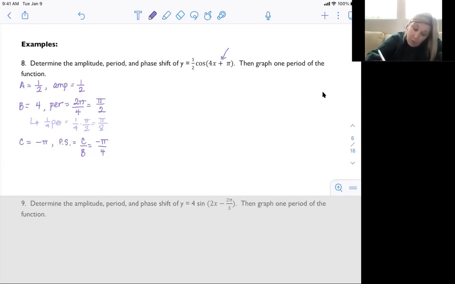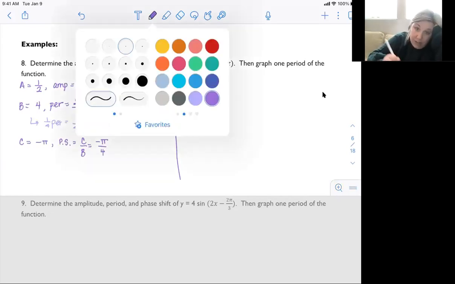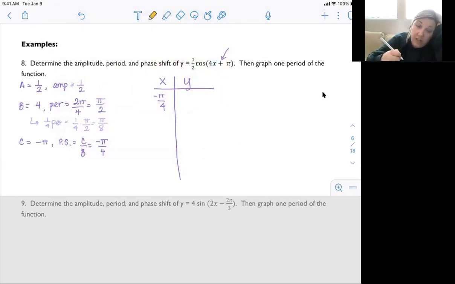Okay, now we need to set up our table. And I'm going to leave myself a little bit of room to do some scratch work out to the right. We need to start at the phase shift. So we have to start our x values at negative pi fourths. We need to add pi eighths over and over again. So what I like to do is a scratch work column out to the side. My x column is going to be all my simplified values, but I'm going to convert this to eighths.